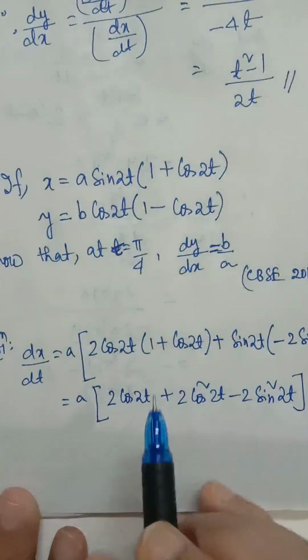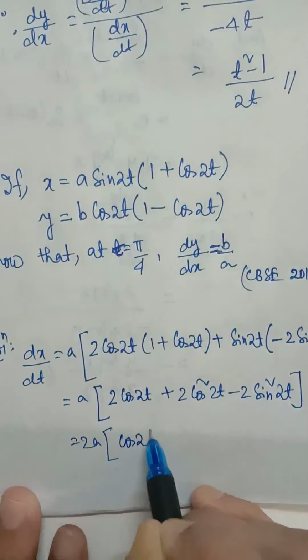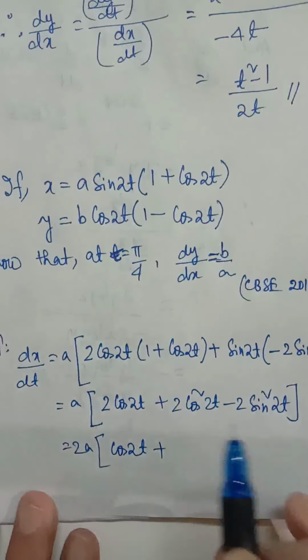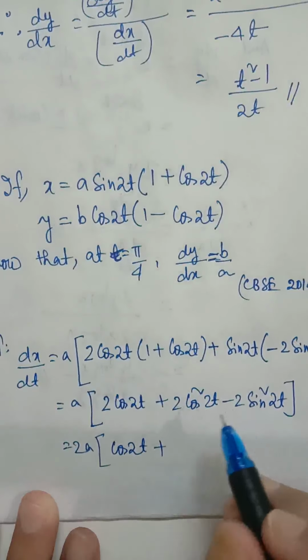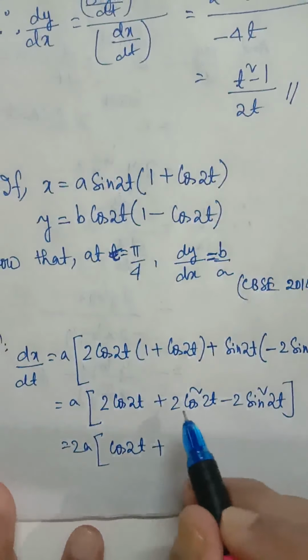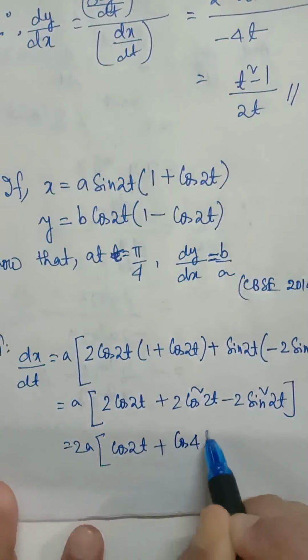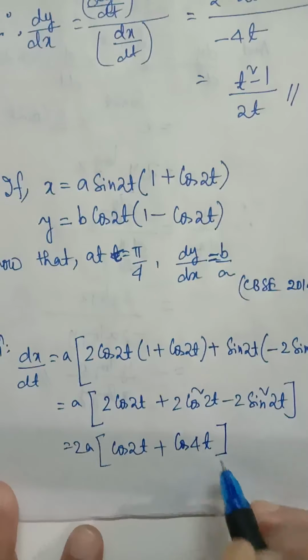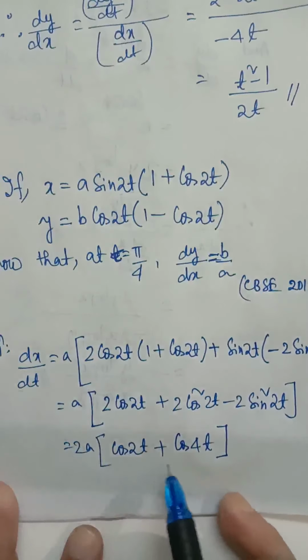From these three terms, you can take 2 common, it will be 2a into cos 2t plus cos square 2t minus sin square 2t. Cos square theta minus sin square theta is cos 2 theta. So cos square 2t minus sin square 2t will be cos of 4t. So this is our dx by dt. dx by dt is 2a into cos 2t plus cos 4t.